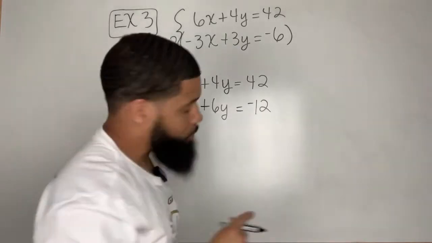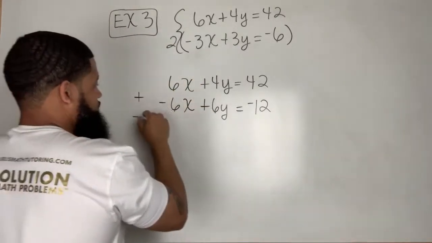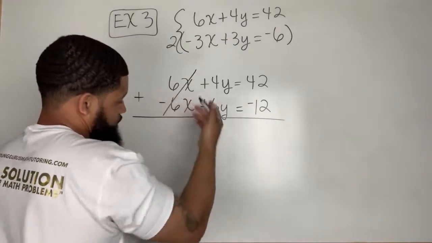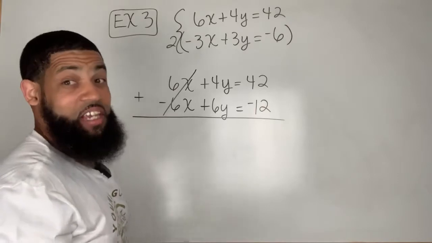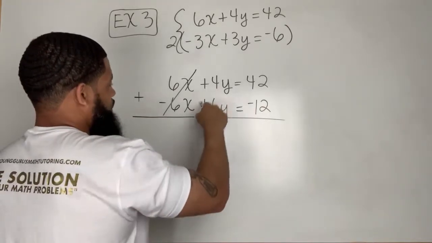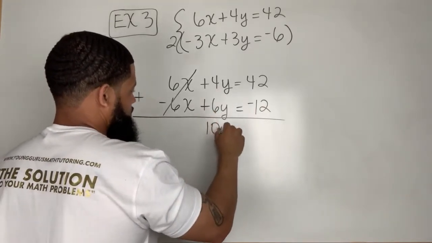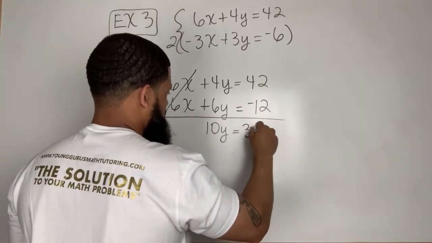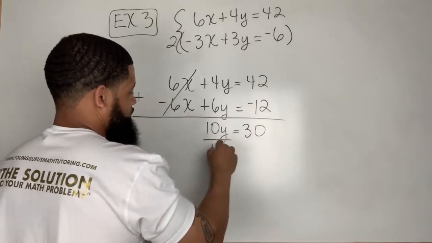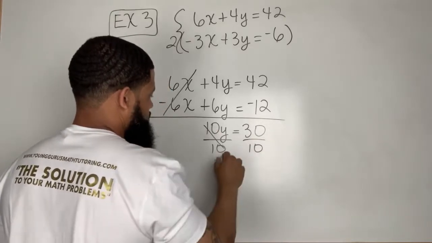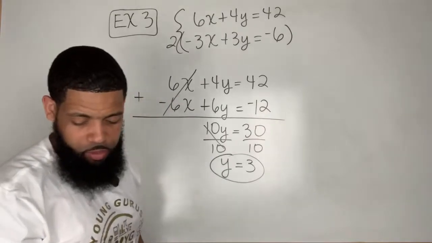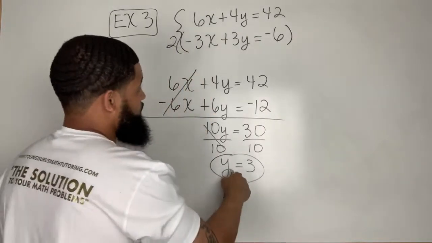Okay, now I can add these two equations together. Well, 6x plus negative 6x cancels. 4y plus 6y is 10y. 42 plus negative 12 is 30. Divide by 10, divide by 10. y equals 3. And then now I plug that in.